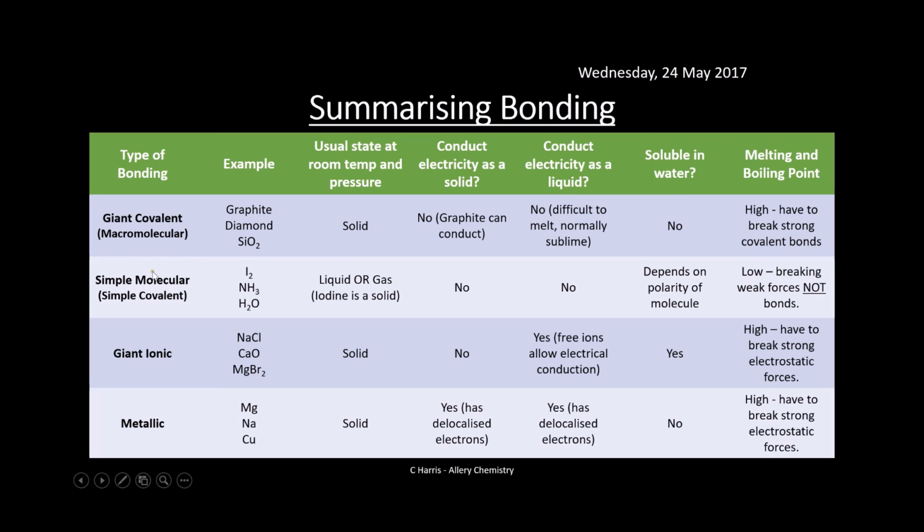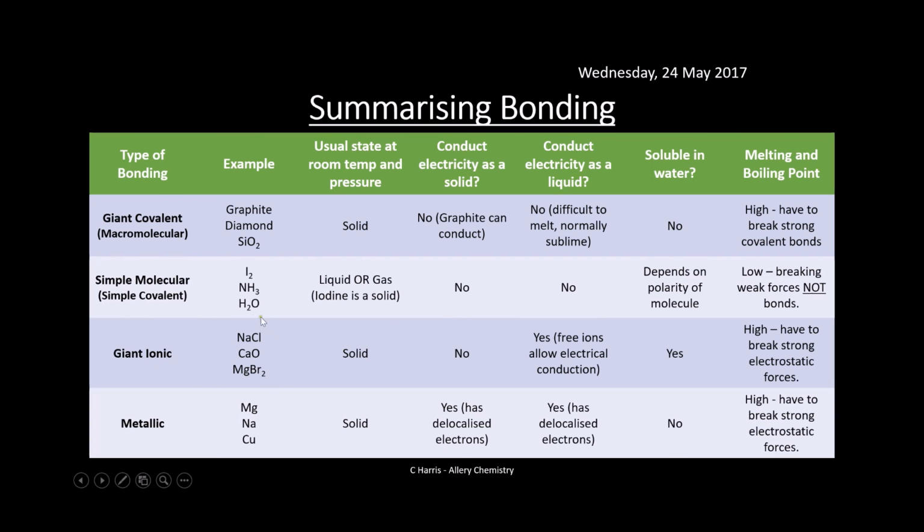Simple molecular, these are the shorter molecules, things like iodine, ammonia, water, the shorter molecules. Usual state, room temperature and pressure, they're normally liquids or gases. They don't conduct electricity when they're solid or liquid. They might be soluble in water, it depends on the polarity, we'll have a look at that in a minute. The melting points and boiling points are low. Remember, we're breaking weak forces here, not the bonds. Okay, so that's why they've got low boiling and melting points.